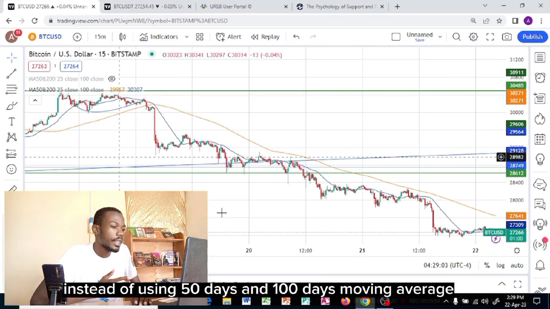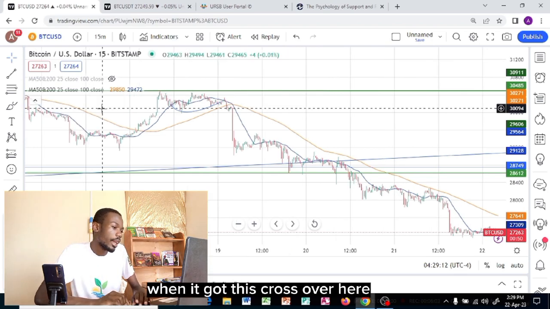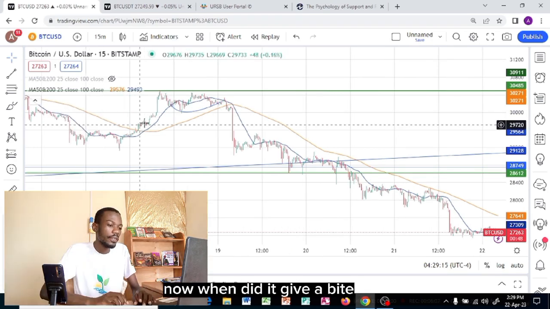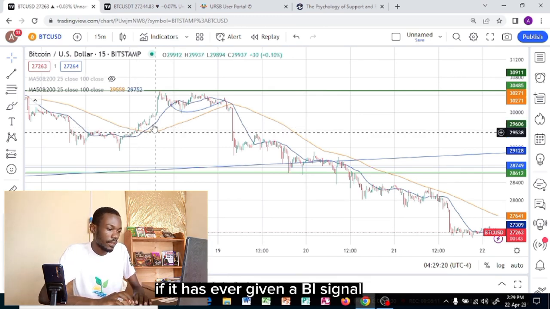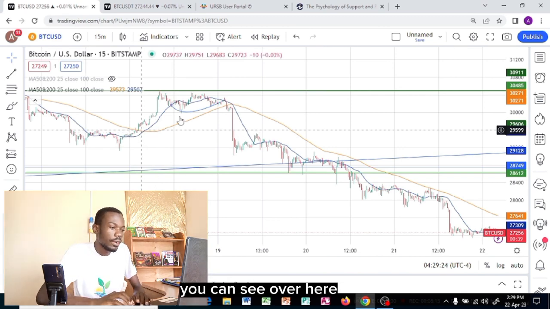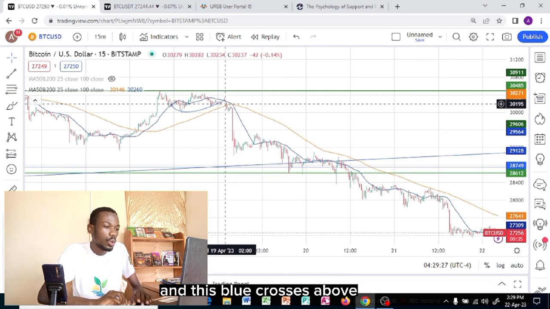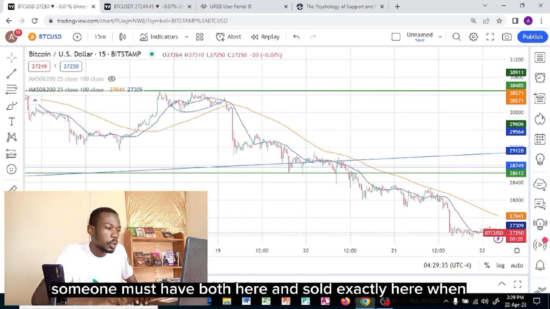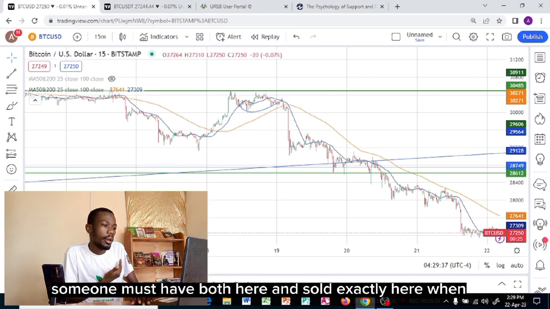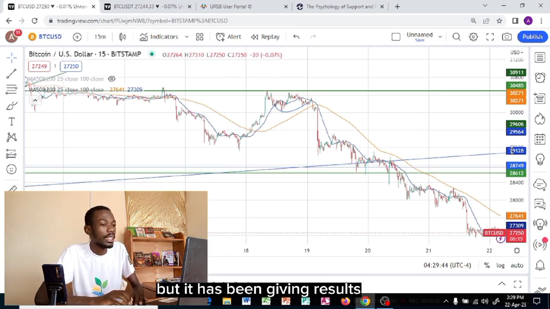Instead of using 50 days and 100 days moving average, I used 25 and 100 days moving average. So when it got this crossover here, we just got the short. Now, when did it give a buy? Let's first adjust the chart to see the buy signal, if it has ever given one, and how it went. You can see over here that when candles are closing above these two moving averages, and the blue crosses above while the yellow is coming down, it gives a buy signal. So someone must have bought here and sold exactly here when prices were really coming down. I'm not saying that this moving average is going to be 100%, but it has been giving results.